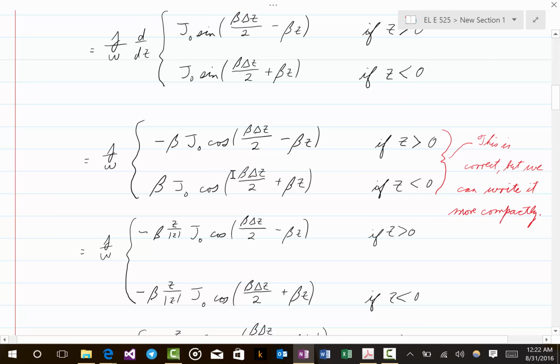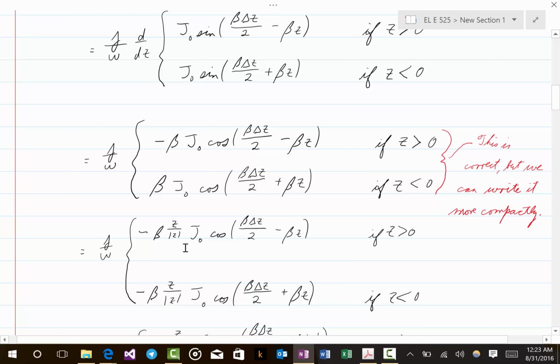Now, what we are hoping to do is to combine all of this into one expression. A way that we might do it is the following. We'll bring down the j over omega, and then in this first term, we'll bring down the minus beta, we'll bring down the j naught, and then we're going to also introduce a term z divided by absolute value of z. Now, since z is greater than 0, the absolute value of z is always equal to z, and of course z divided by z is 1. So this is just another way of writing 1.